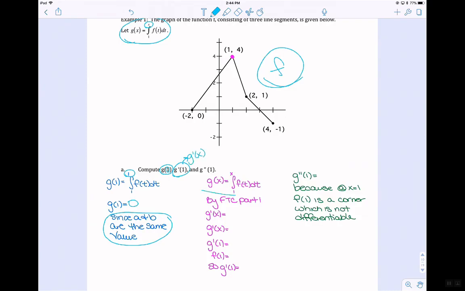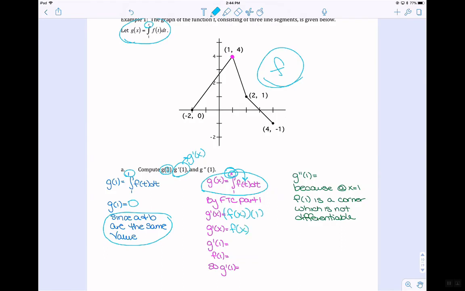So here's my g of x. By the fundamental theorem of calculus part 1, when I take the derivative of this antiderivative, I plug in x for t, and then I multiply by the derivative of x. So this becomes f of x, and then times the derivative of x, which is just 1. So this becomes f of x.